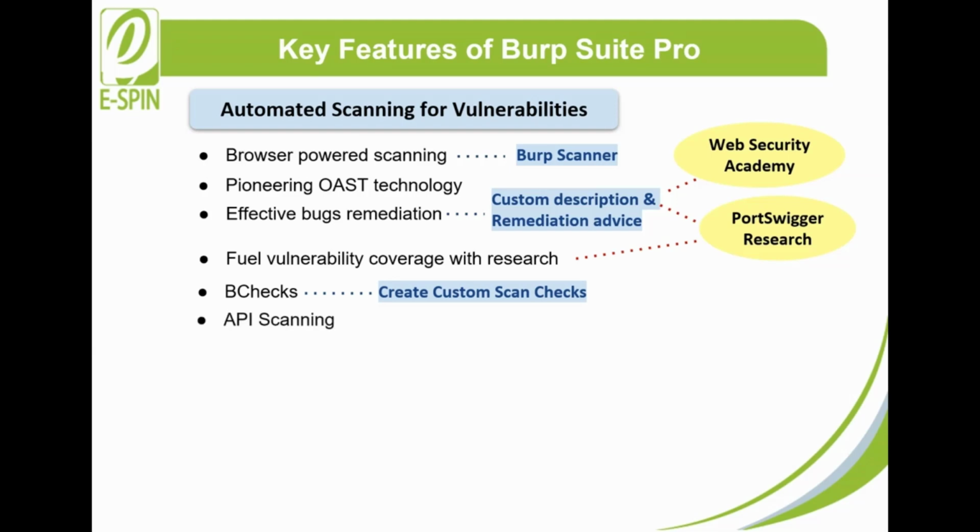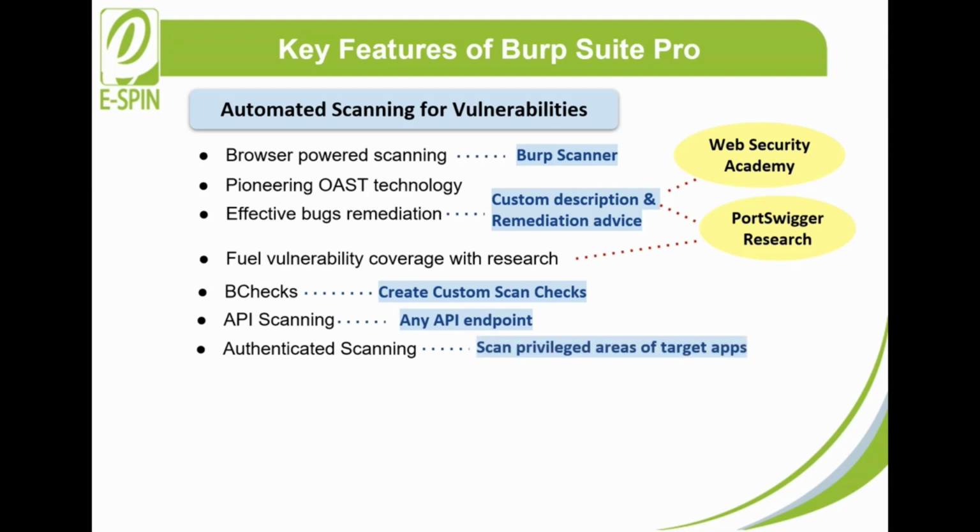API scanning that discovers expansive potential attack surface. Burp Scanner parses JSON or YAML API definitions, scanning any API endpoints it finds. Authenticated scanning, where Burp Suite Pro is able to scan privileged areas of target applications that use complex login mechanisms like single sign-on, SSO. A built-in JavaScript analysis engine helps to find holes in client-side attack surfaces.